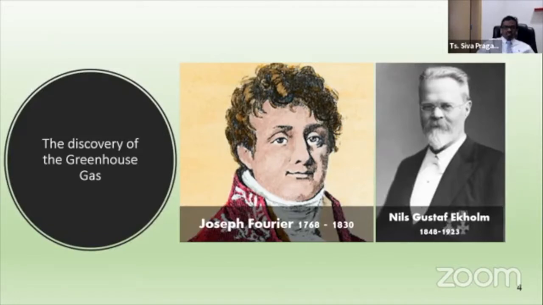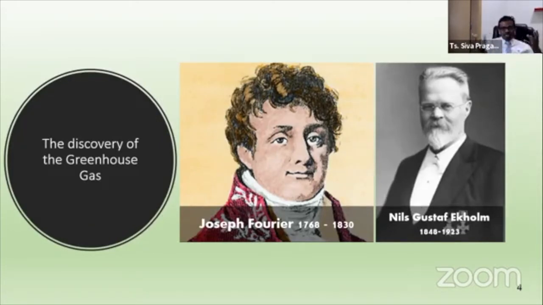He determined that the Earth needed an insulating blanket, and he reasoned that Earth's blanket of air, which shields us from the harshness of space, in many ways acts like an insulator. He considered the example of a box with a glass cover. The air inside the box heats up when exposed to sunlight. Now we'll go to the next scientist, Nils Gustaf Ekholm.